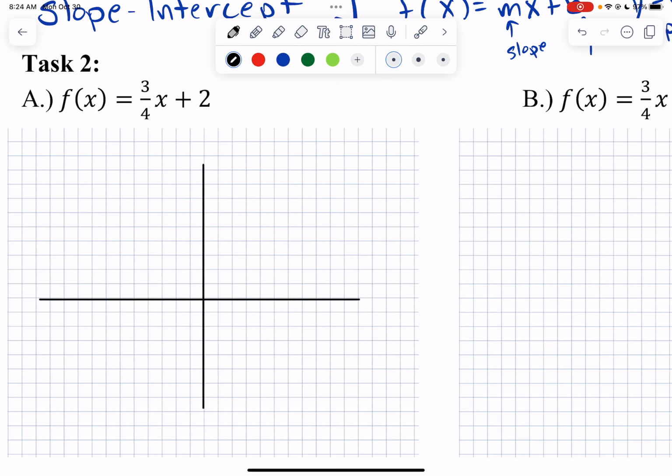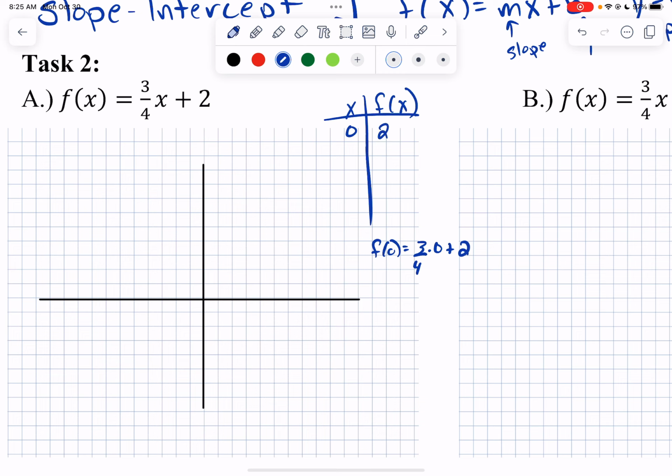We can graph it our old way, create our x, f of x table and plug values in. When I plug in a 0, I need to find f of 0: 3/4 times 0 plus 2. 3/4 times 0 is 0, plus 2 is 2. So I have the point (0, 2). I'm not going to put in a 1 because, again, it's 3/4. So let's put in a 4. 12/4 is 3, plus 2 is 5. So I put in a 4, got out a 5.